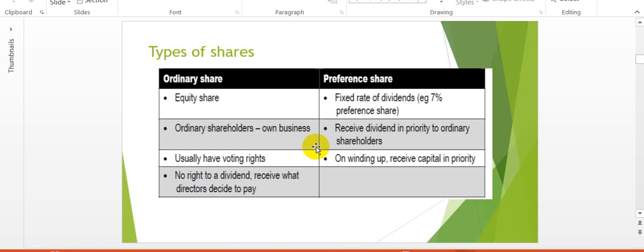So, if a company was to wind up, they'll be paid earlier than the ordinary shareholders. The ordinary shareholders will only receive whatever residue is there after everybody whom the business owes has been paid off. So if the company, after paying off all that it owes, remains with nothing, then the ordinary shareholders will go home with nothing.